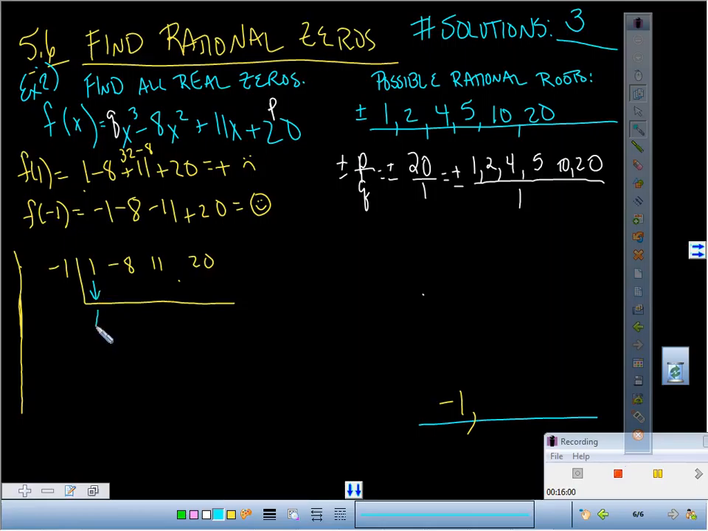Bring down your 1. Multiply. What's 1 times negative 1? Negative 1. Add. Negative 9. Multiply. Positive 9. Add. 20. Multiply. Negative 20. 0. Now, did I know I was going to get a 0? Yes. So why did I do it if I knew what the answer was?